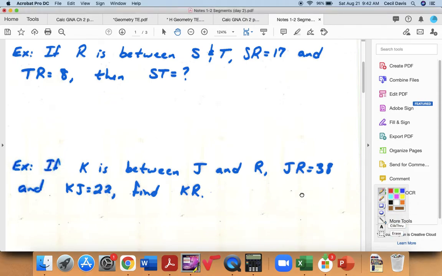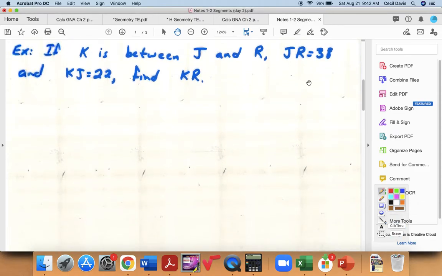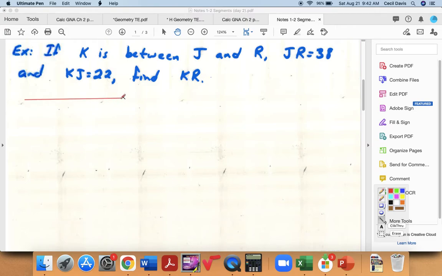All right, let's do another one that is a little bit different than that one. So again, it says that K is between J and R. That means I have a set of collinear points, so I'll need at least a piece of a line to put them on. It says K is between, and again, I always make sure not to put it exactly halfway in the middle, between J and R. And if you wanted to put J over here and R over here, that's fine, doesn't matter.